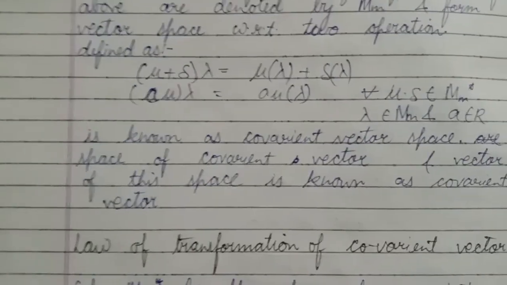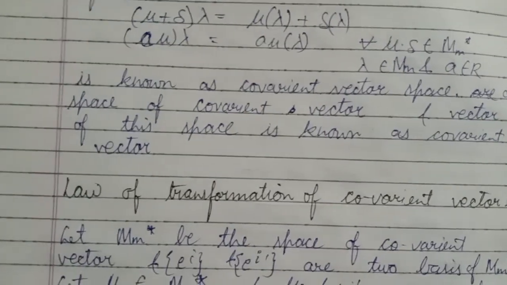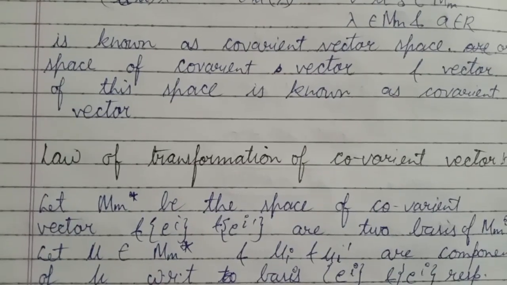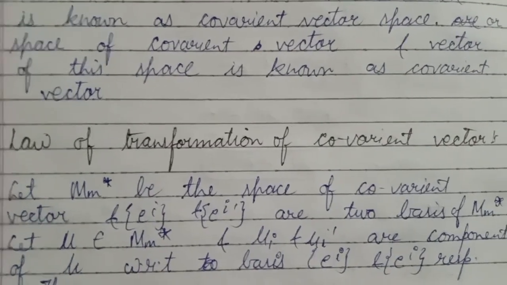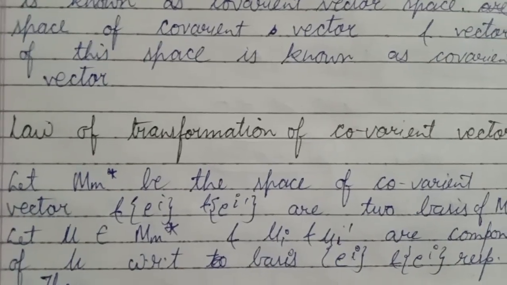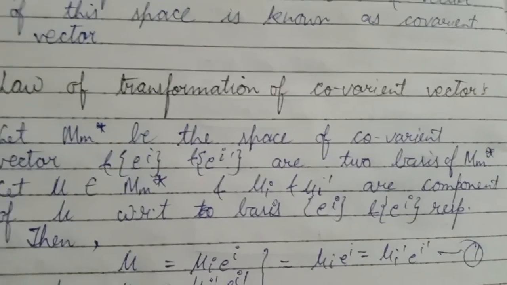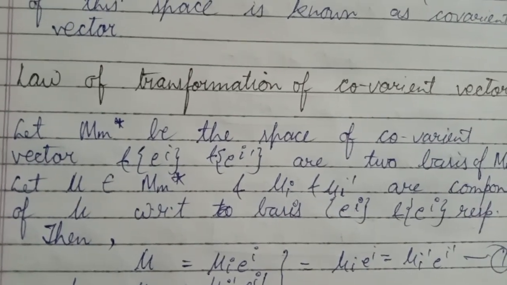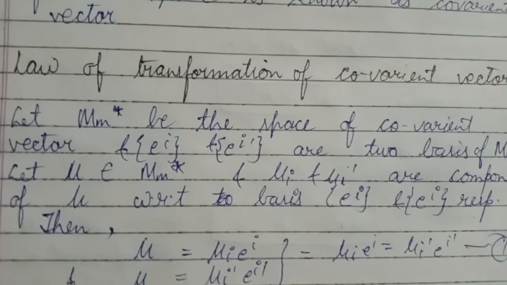So now we will know about the law of transformation of covariant vector. Let us start with the space of covariant vector, and ei and ei dash are the two bases of star. Let mu belong to star and mu i dash be components of mu with respect to these bases, which are given as ei and ei dash respectively.